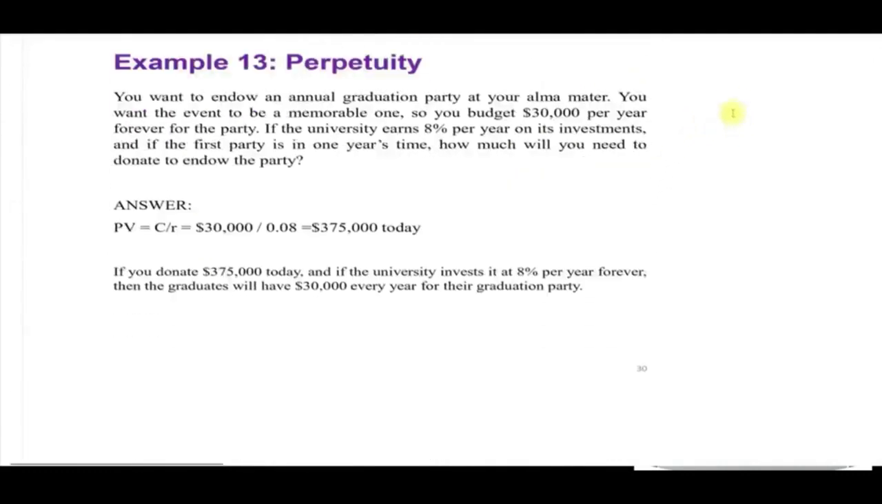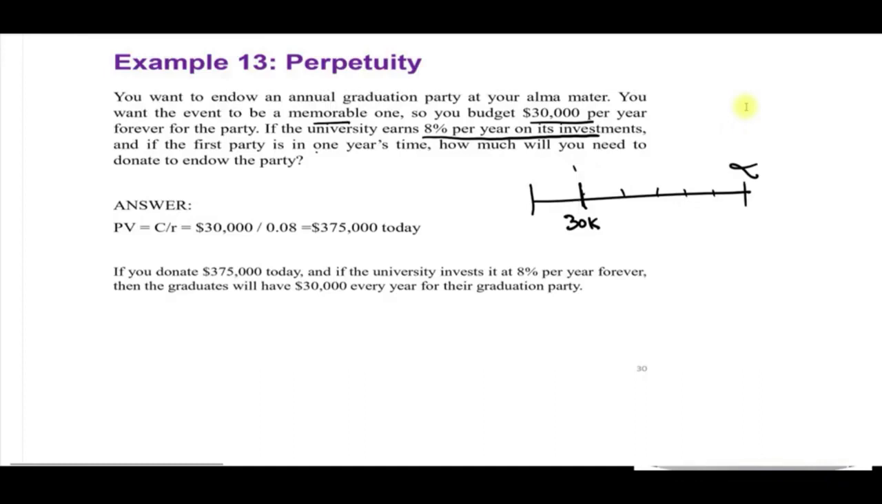You want to endow an annual graduation party at your alma mater. You want the event to be memorable, so you budget 30,000 per year forever for the party. So every year you want to sponsor 30,000, to infinity. If the university earns 8% per year on its investment, and the party is in 1 year's time, how much will you need to donate to endow the party?